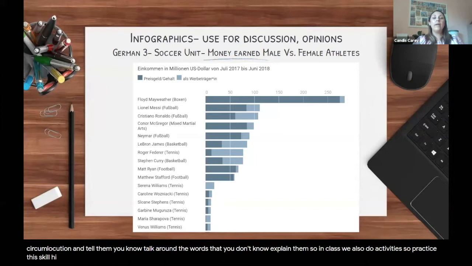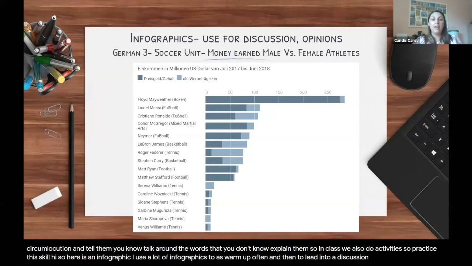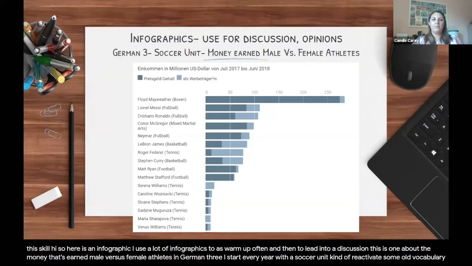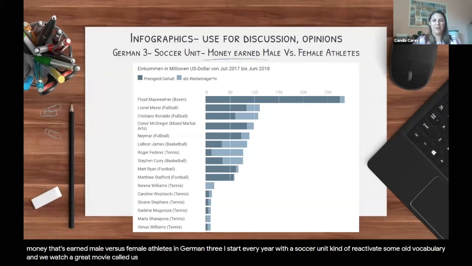Okay, so here's an infographic. I use a lot of infographics as a warm-up often, and then to lead into discussion. This is one about the money that's earned, male versus female athletes. In German 3, I start every year with a soccer unit, kind of reactivate some old vocabulary, and we watch a great movie called Das Wunder von Bern.